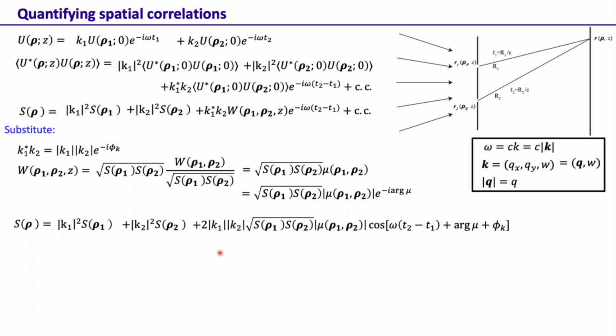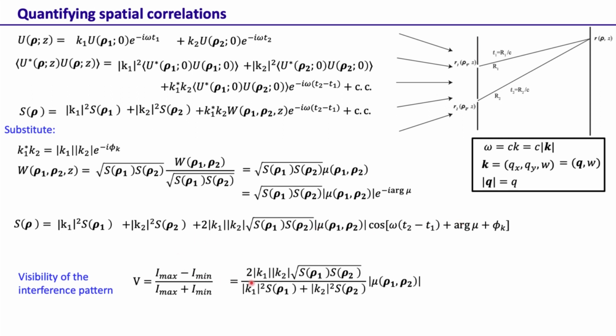Okay, so here we also want to define this quantity called the visibility of the interference pattern, and the definition remains exactly the same as we did for time. So visibility is always I max minus I min over I max plus I min, and if we find the maximum and minimum of this quantity, we could very easily show that this is twice k1 k2 sqrt(S rho 1 S rho 2) divided by these two terms, and then this degree of coherence.